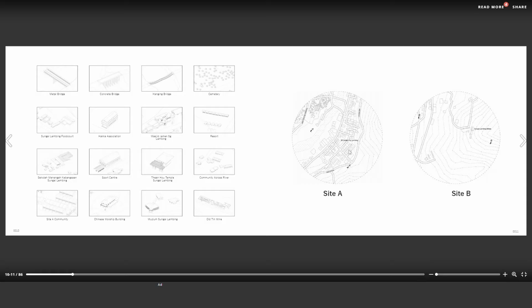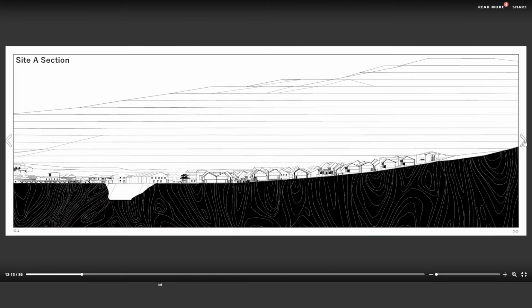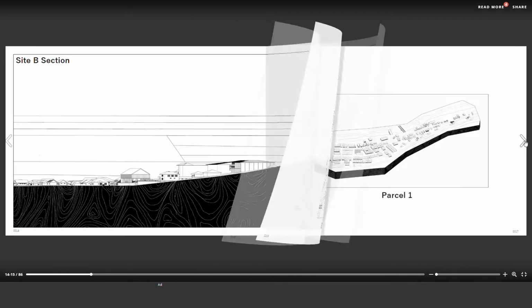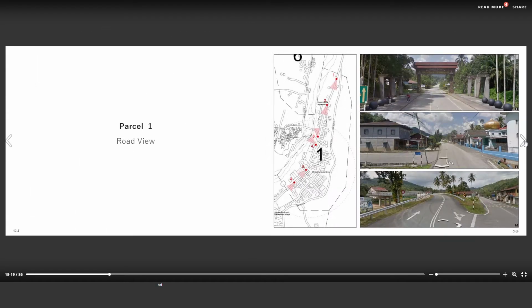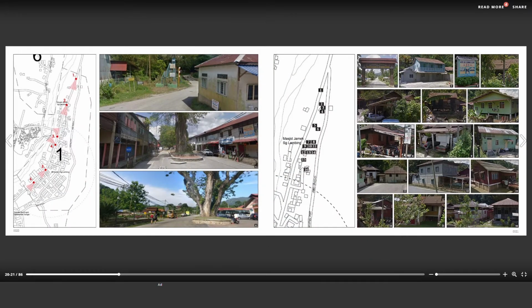This is the site A drawing and site B drawing, where you can see site B has a lot of contour on it, while site A is more flat, where the topography of the contour goes down to site A. Here we did sections that help with our understanding of the landscape. We also did a systematic layout that we go through by parcel, like area 1, parcel 1. We start off with the road view, where you can go through narrating where is which, and which area is from which area.